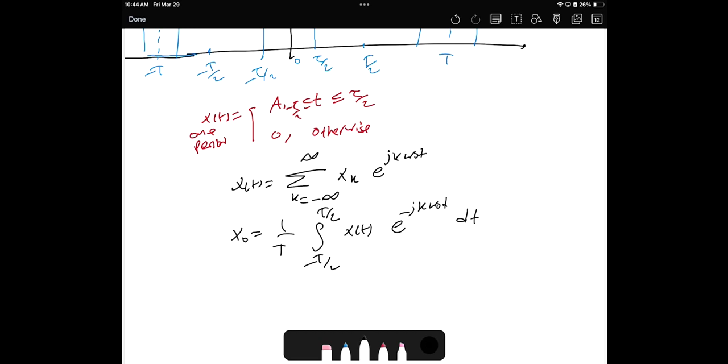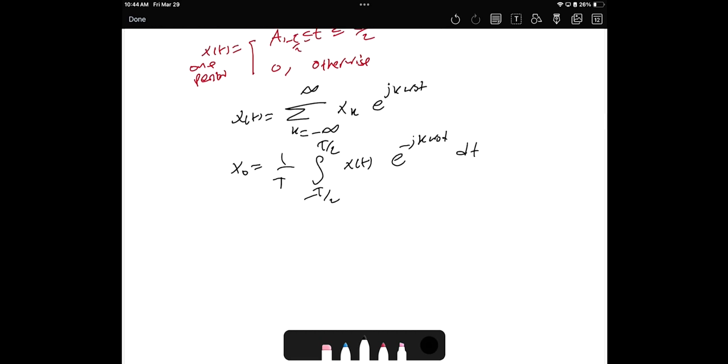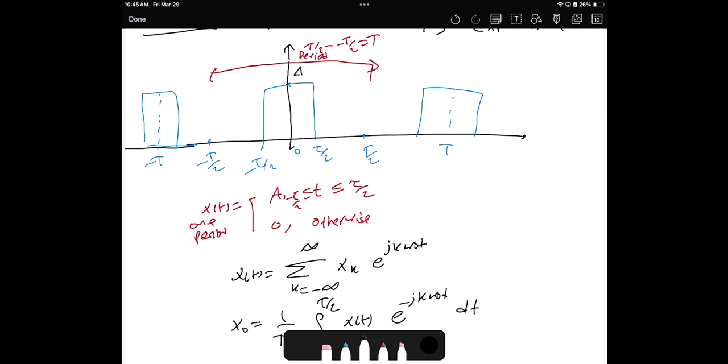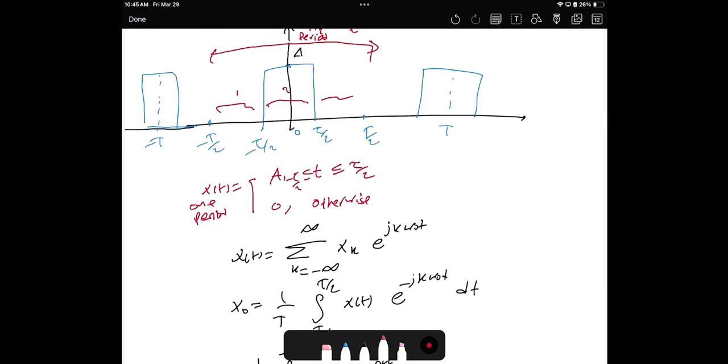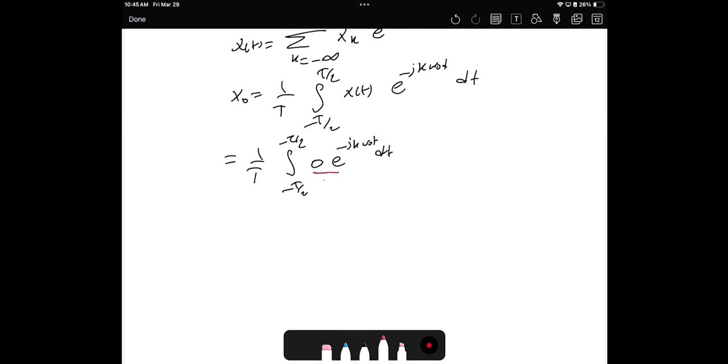Okay? Now let's substitute. It will be 1 over T, the integral from negative T over 2 until negative tau over 2, 0, e power negative j, omega naught t dt, which is this area, this area, this area. So it will be 3 parts. So this is 1.